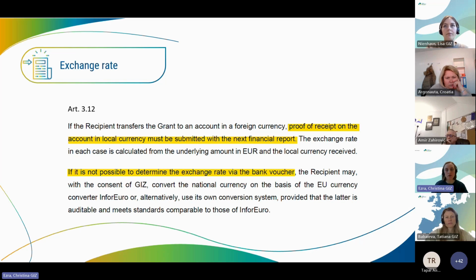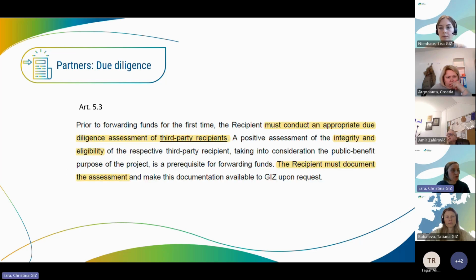And also you have to use the exchange rate until all funds from this transfer have been spent completely, even if the daily exchange rate has changed over the course of time. The next point is a due diligence with your partners.